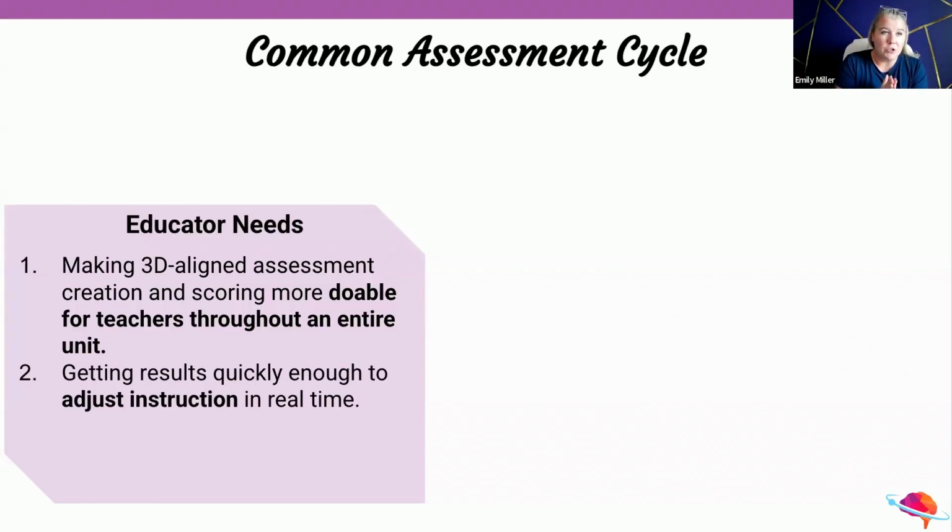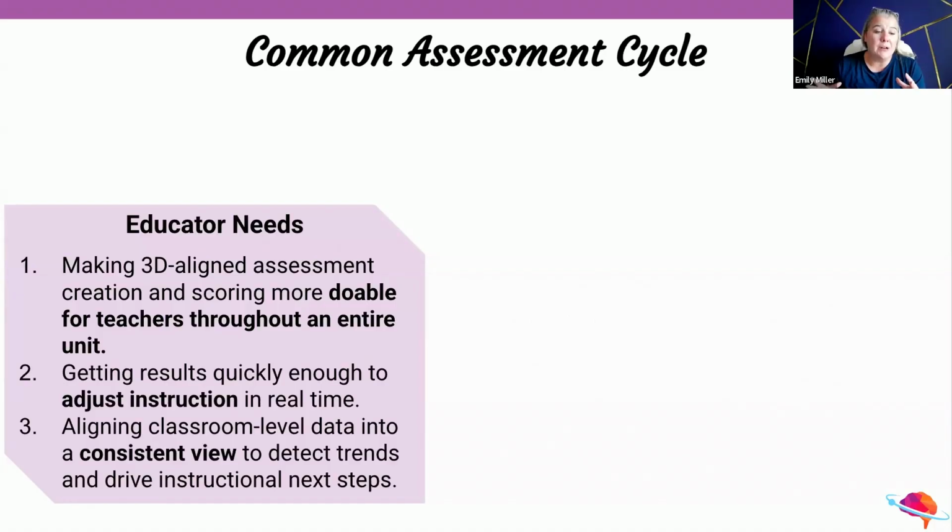They also wanted to ensure that they were getting results quickly so they could adjust instruction in real time. So they wanted teachers to have as much detailed data as possible and as fast as possible so they could then pivot as needed. And then they really wanted to make sure, again, that everything was aligned. So they were getting that consistent view that regardless of the school site, the teacher, or the grade level band, students were getting the instruction they needed so they can move on to the next step.